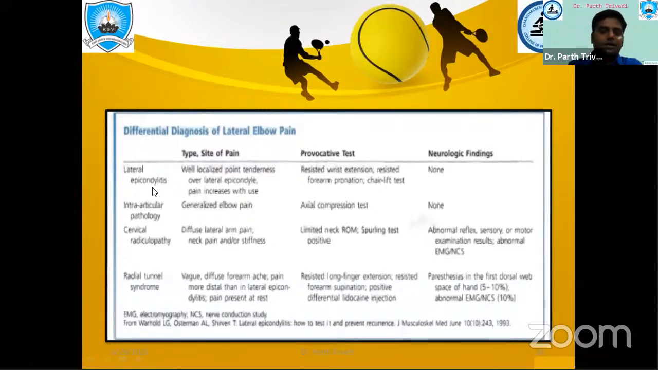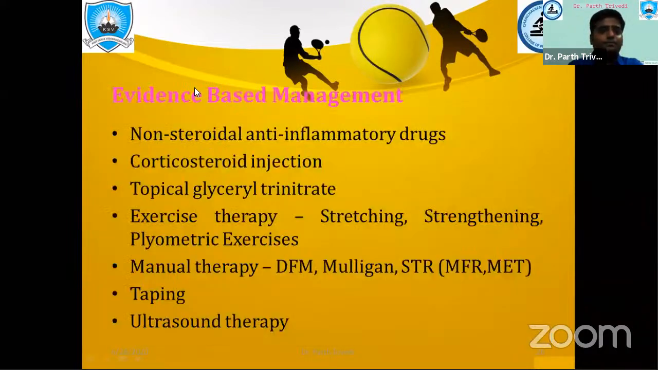So generally, for lateral epicondylalgia, to rule it out from cervical spine pathology, what I do is, if the patient says he is having a bit of radiating pain over the forearm component, I generally do cervical tests like the Spurling test or the compression test, just to rule out whether the cervical spine is involved or not. Okay. So this is what I generally do.